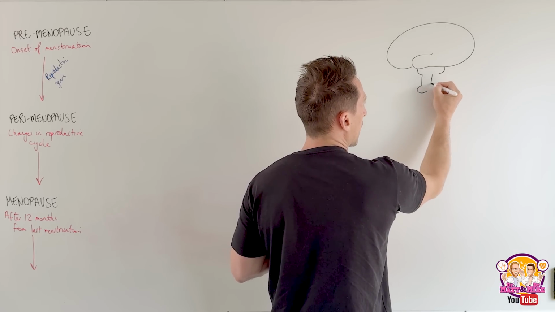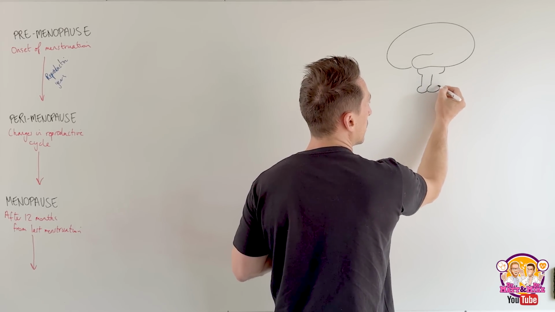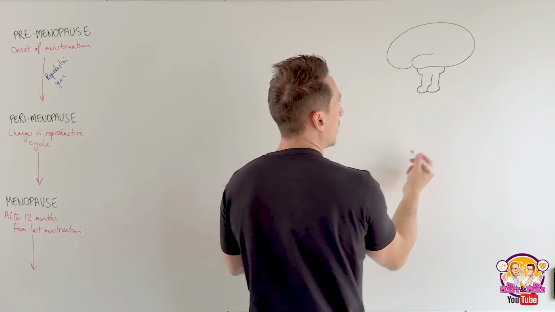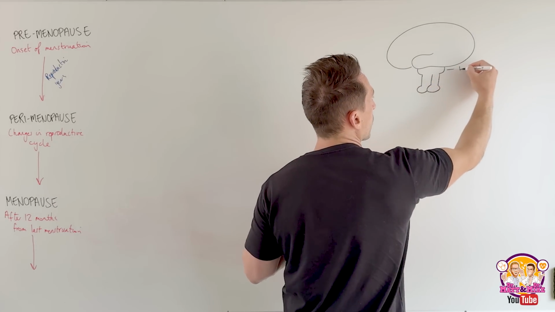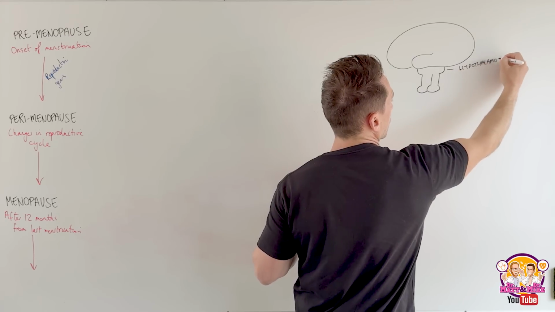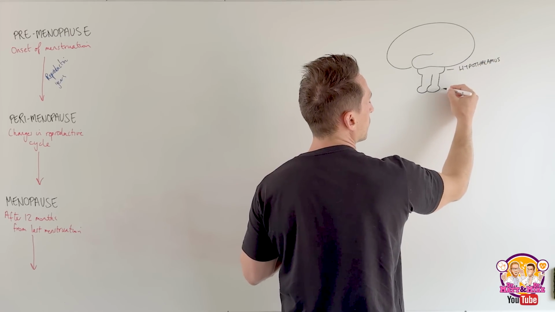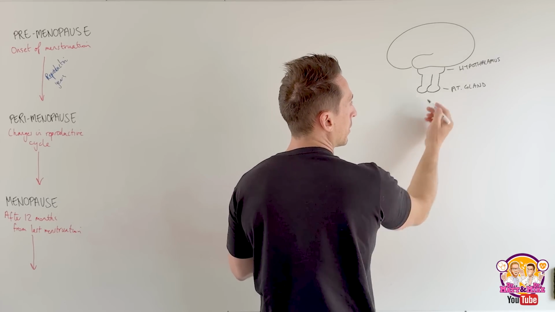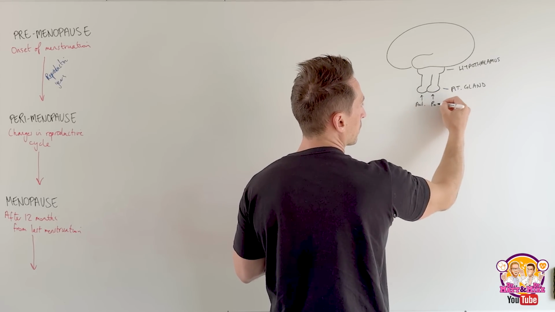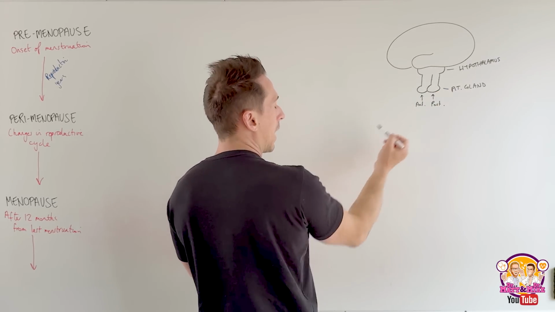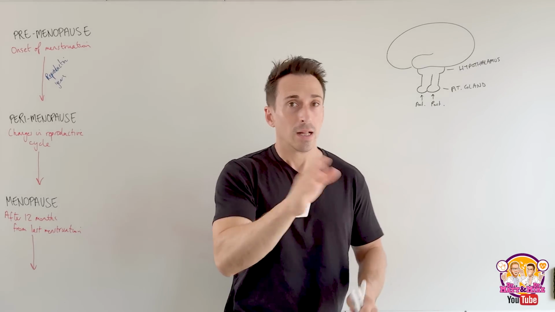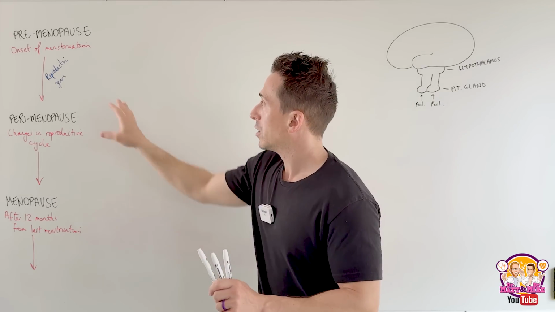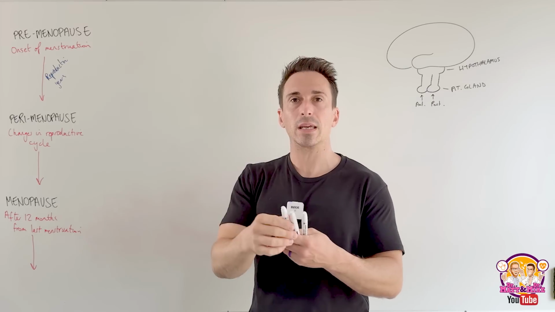And the pituitary gland has 2 aspects to it. I know that is looking quite weird, but that's the hypothalamus and that's the pituitary gland. Now there's an anterior and a posterior. We're focusing on the anterior pituitary gland. Let's put that aside for a second. So in the reproductive years, what is happening within the ovary?